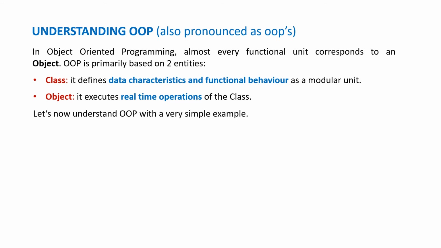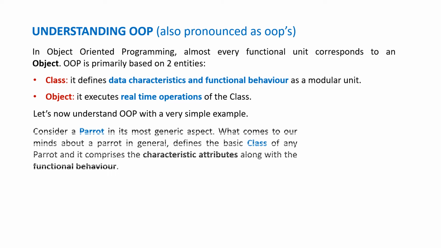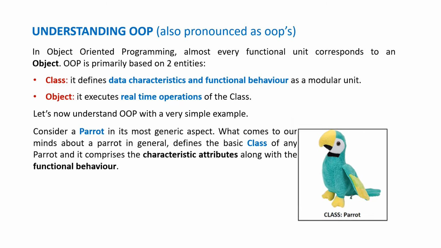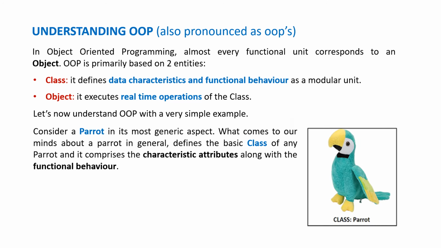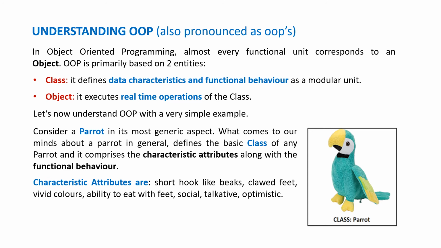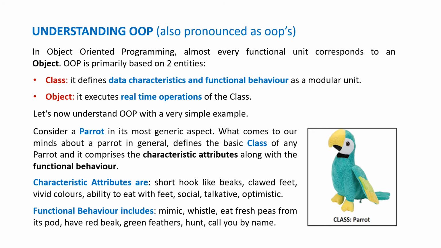Let's now understand object-oriented programming with a very simple example. Consider a parrot in its most generic aspect. What comes to our minds about a parrot in general defines the basic class of any parrot, and it comprises the characteristic attributes along with the functional behavior. Characteristic attributes can be short hook-like beaks, clawed feet, vivid colors, ability to eat with feet, being social, talkative or optimistic. While the functional behavior includes the parrot's ability to mimic, whistle, eat fresh peas from its pod, have red beak, green feathers, to hunt, or to call you by your name.